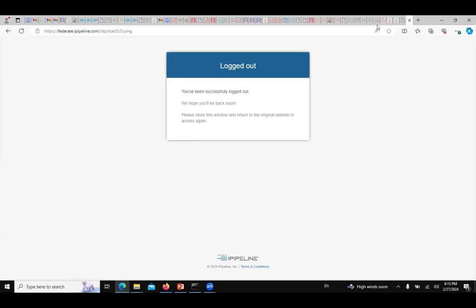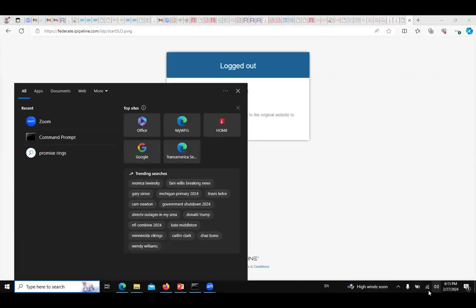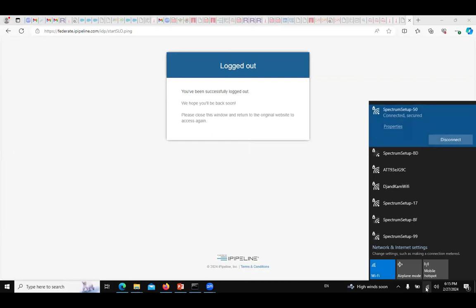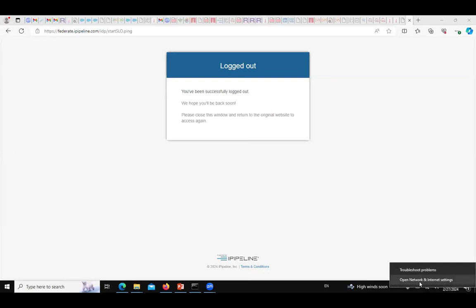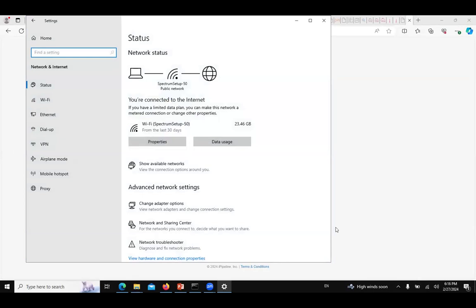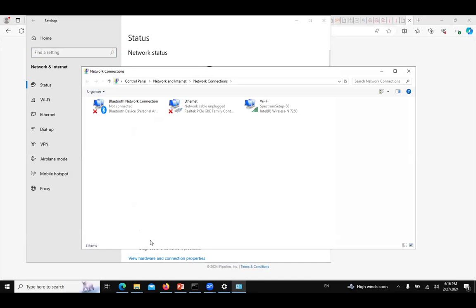All right. On the bottom right of your desktop, can you see the wireless symbol? Right click on that. Open network and internet settings. Now select wireless, change adapter options. Can you see advanced network settings on the right side, below properties, above that? Change adapter options. Choose that Wi-Fi. Right click, properties.